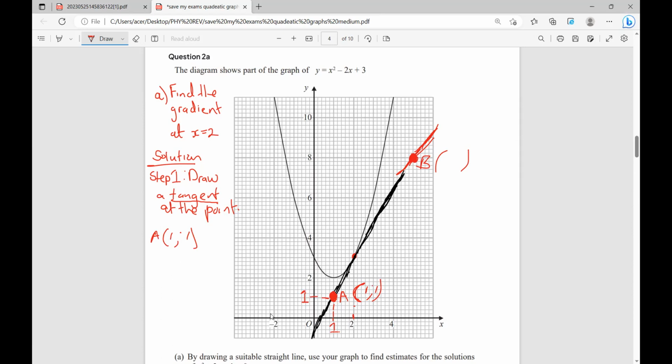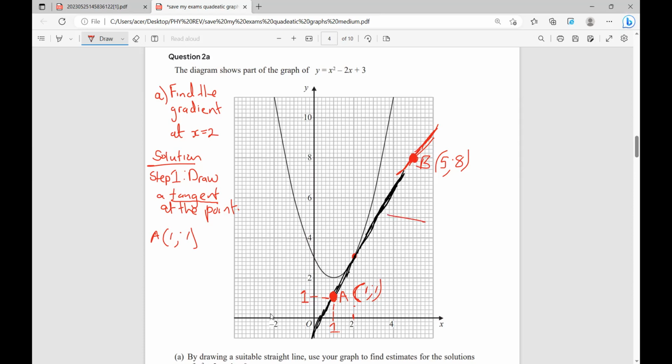Is it 5 and 8? Yes, the X coordinate is 5 and the Y coordinate is 8, right? So we're using rough values here so that you can see clearly what's going on. But when you do this in your book, you need to make sure you are precise. You need to use a ruler, and you don't need to smudge like what I've been doing. You just draw your line or your tangent only once.